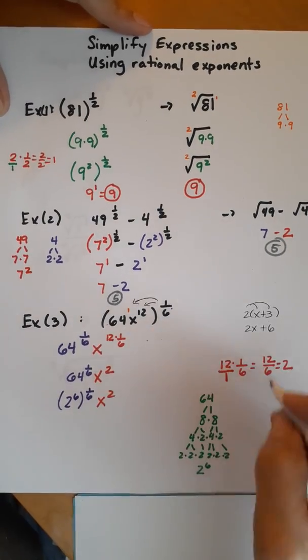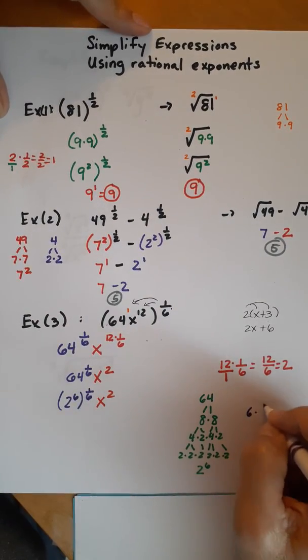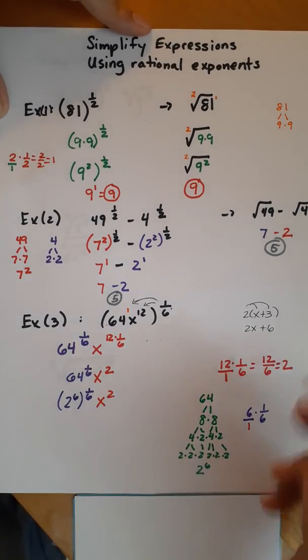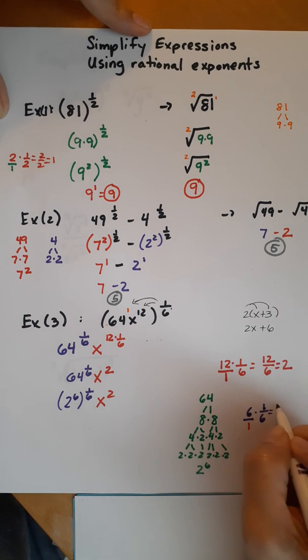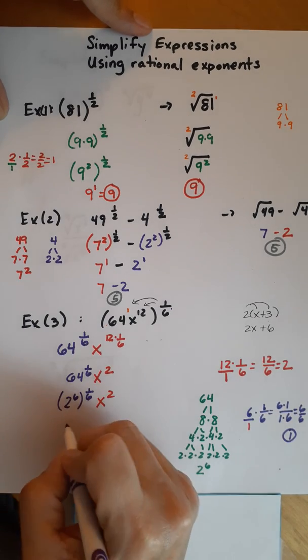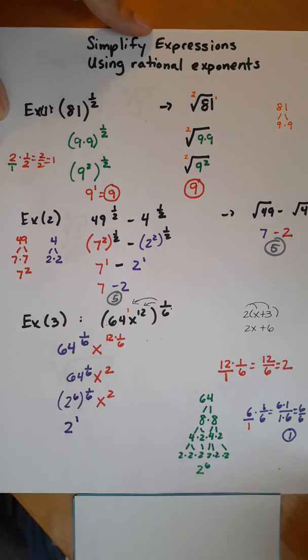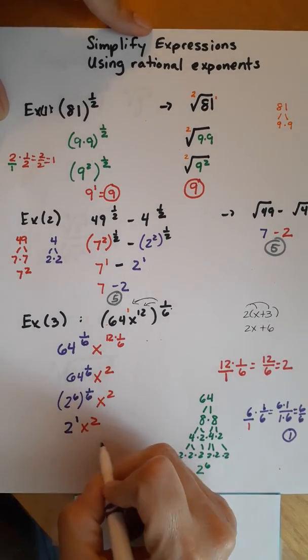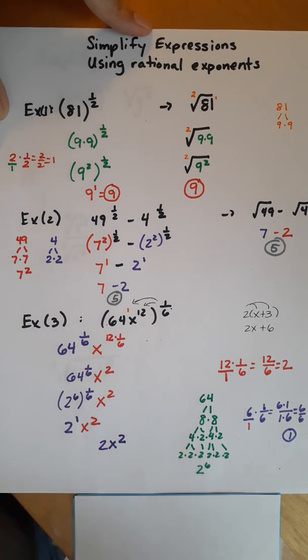Well, let me do that here. 6 times 1 over 6. I write this over 1 because I don't change the value that way, and that way I don't have any confusion. 6 times 1, 1 times 6 is 6 over 6, which is 1. Right? So that gives me 2 to the 1 x squared, which is, final answer, drum roll please, 2x squared.